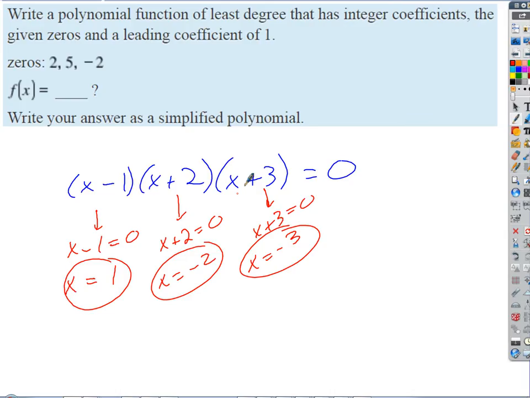Now you try that. See if you can build the polynomial that has the zeros 2, 5, and negative 2, okay? Try that.